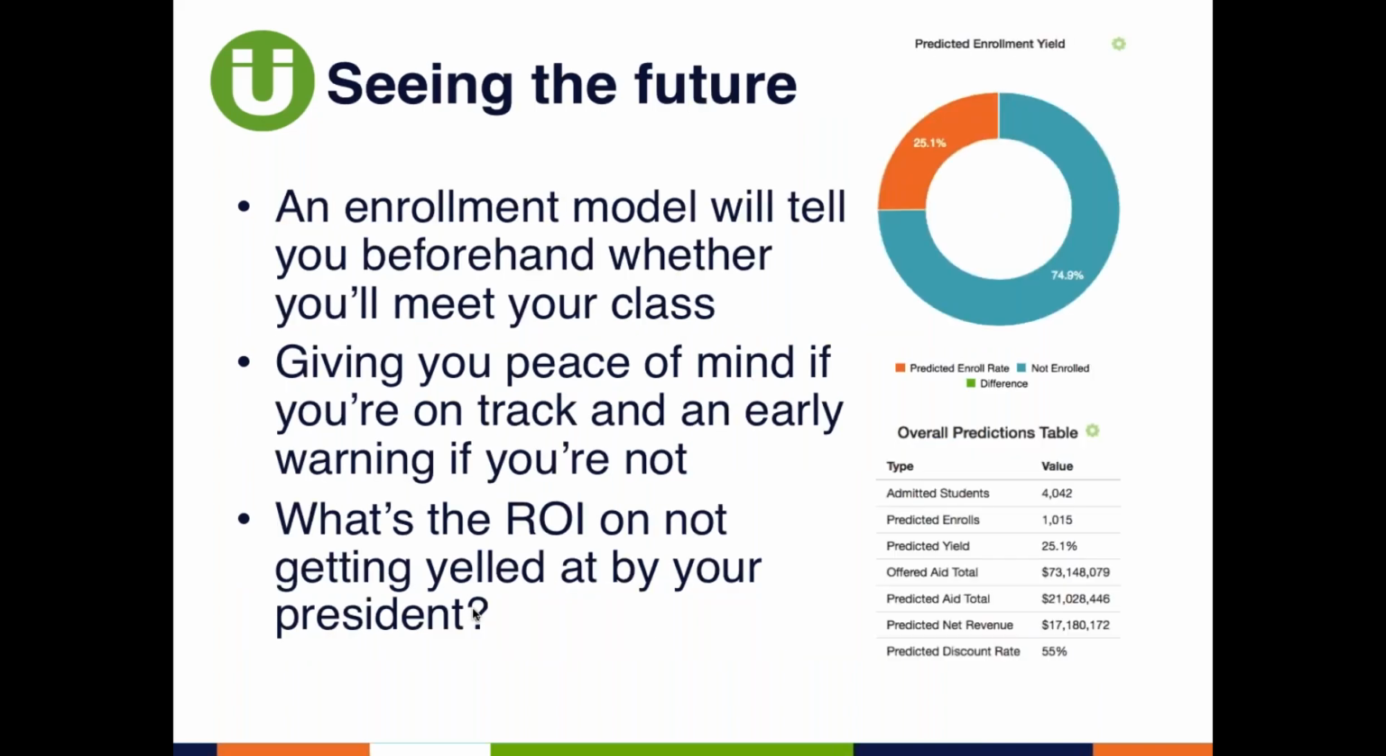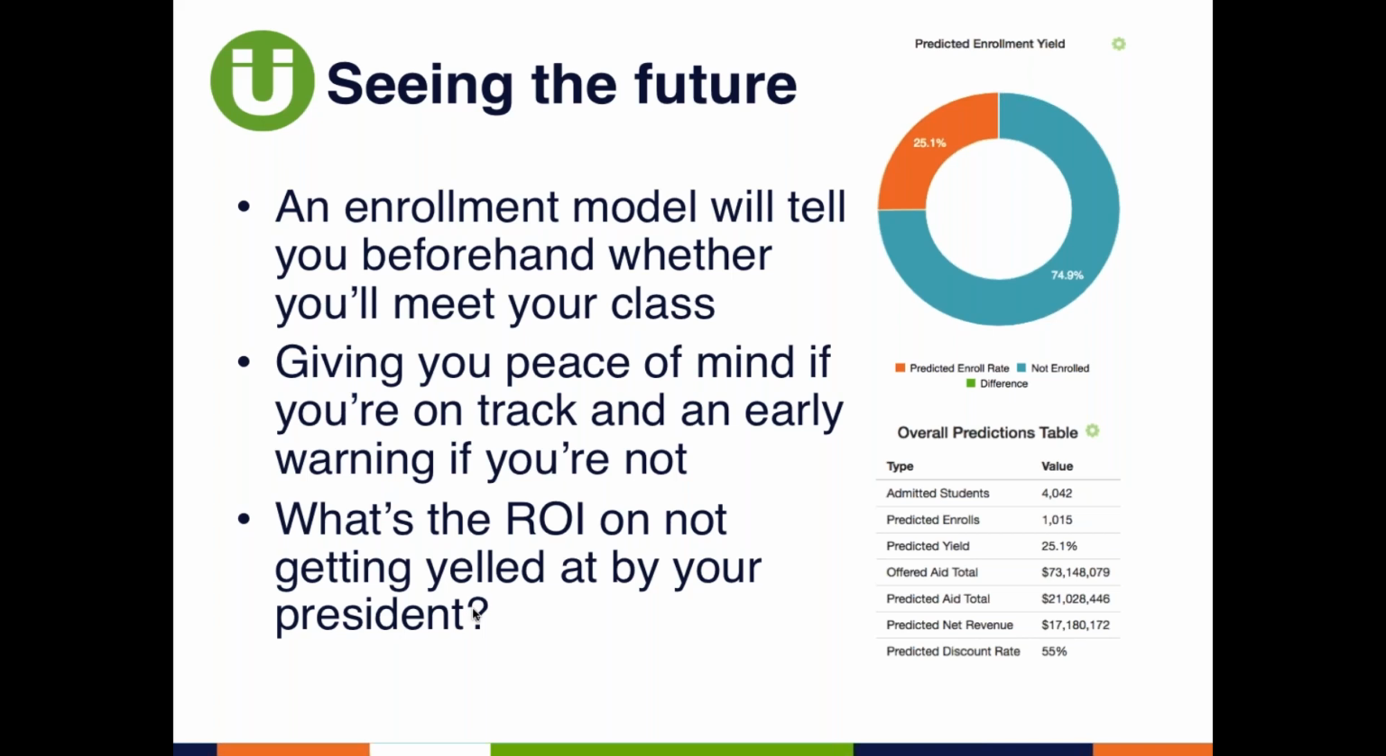Absolutely. Another thing that the enrollment model will do is allow you to see the future. It can tell you beforehand whether you're going to make your class. If you're on track, it's peace of mind to say, okay, we keep doing what we're doing and we're likely to make our class. But on the other hand, it's an early warning signal that maybe we're behind and we need to take some extra effort.